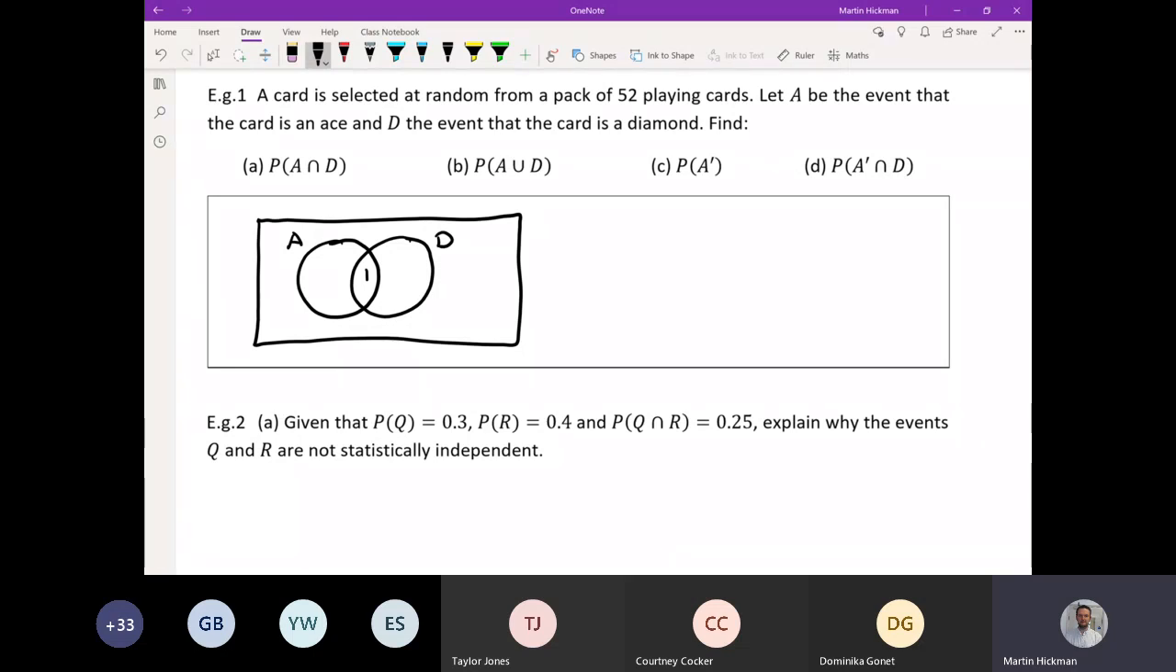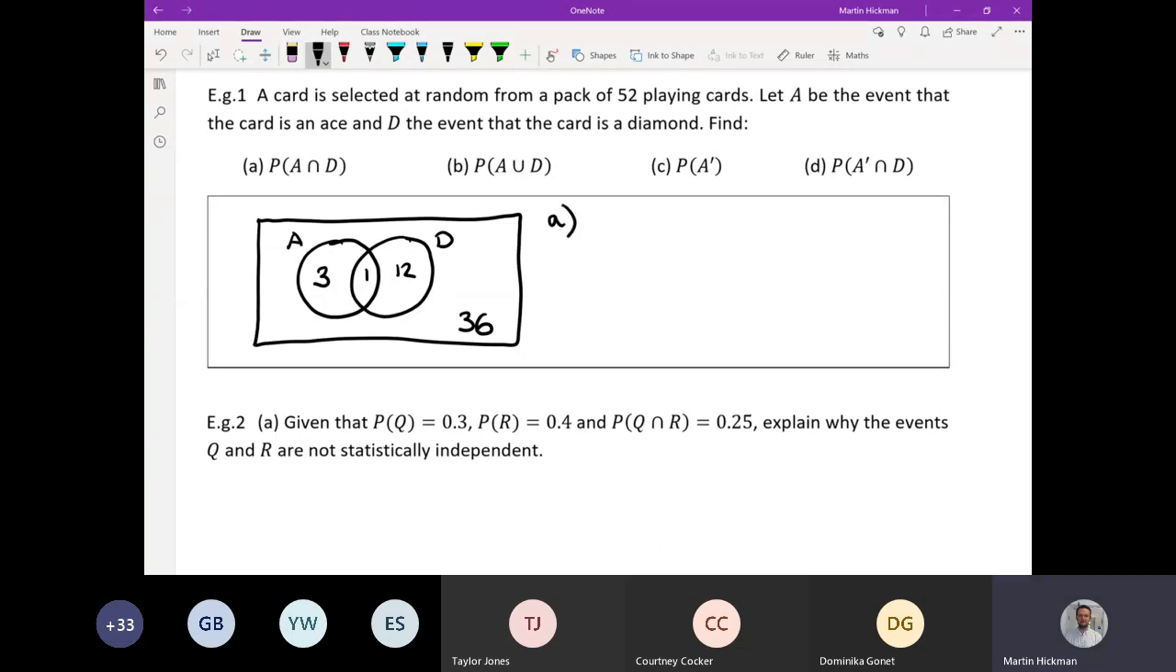So I put a 1 in the middle there because there's only one card which is both an ace and a diamond. Now there's 4 aces in the pack, so I need to put 3 here. That 3 represents all the aces that aren't diamonds. So that whole circle adds up to 4 altogether. And then in the other one, I need to put a 12 there because there's 12 diamonds that aren't aces. And finally, I put my 36 on the outside to show the cards that are neither aces nor diamonds.